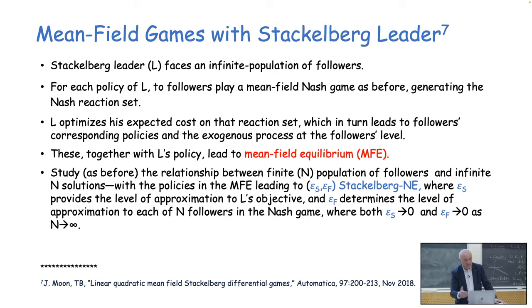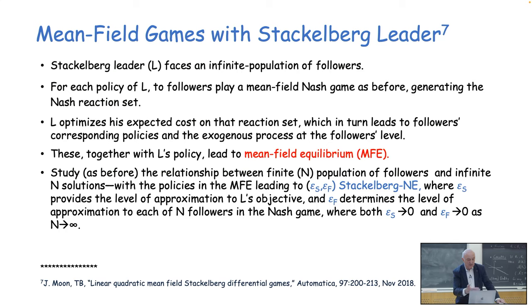This in turn leads to the followers' corresponding policies and the exogenous process at the followers' level. And this again leads to a mean field equilibrium, which now has the leader's policy as well as the followers' policy. Now, in this case, we have two parameters. If we bring it down to an approximate finite number of players, there are two epsilons here. One is the performance loss of the leader. The other one is the performance loss of the Nash followers.